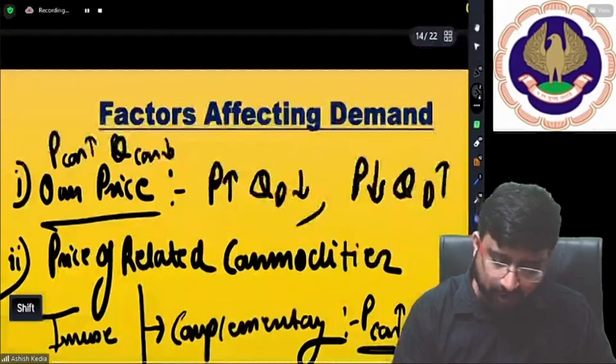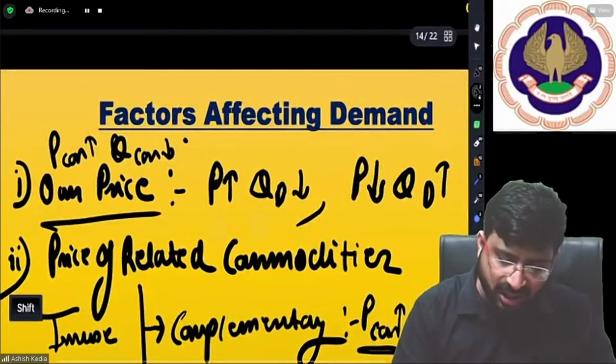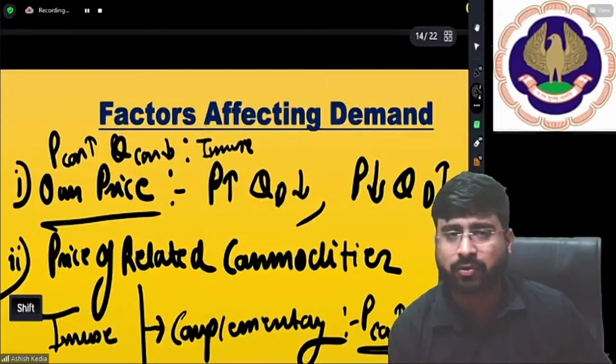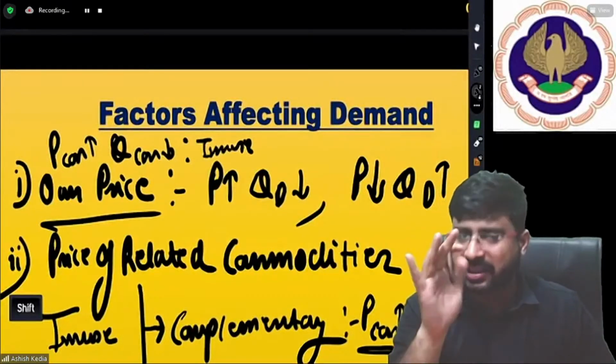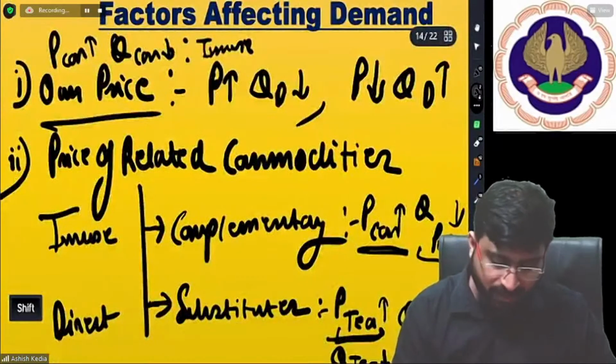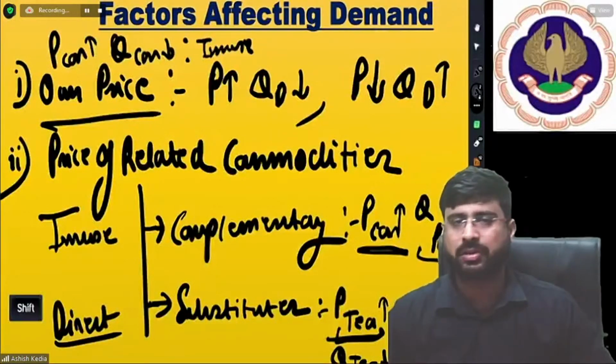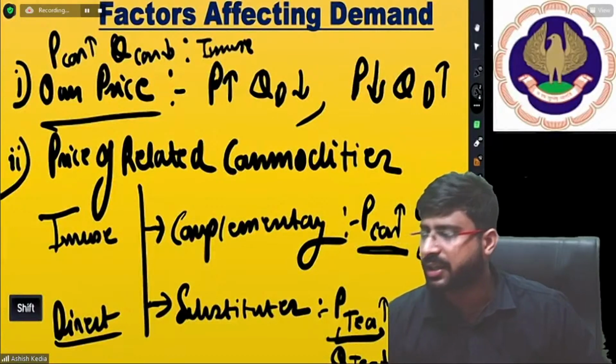In own price of the commodity, it was an inverse relationship. Inverse means that a rise in the price of one will lead to a fall in demand for that. That is, if price rises, demand falls. But direct relationship means if one is rising, the other one will also rise. Sir, we get it, sir.